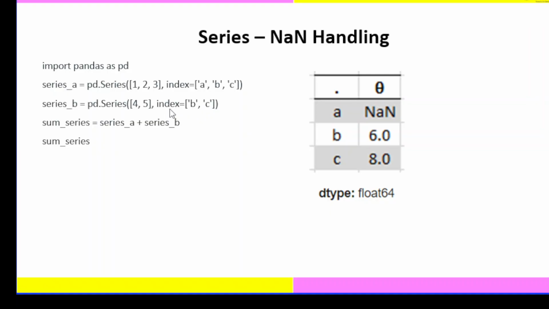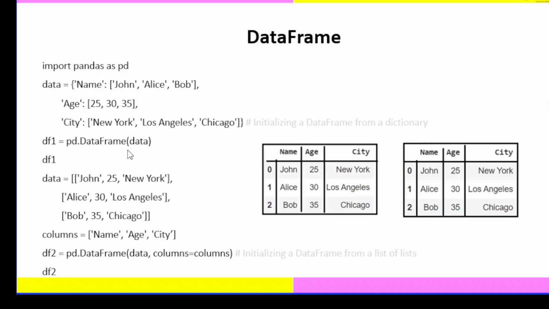In series A we have three values, whereas in series B we have only two values. Now it tries to find A. It is not there in series B, so it replaces it with the NaN value. So the value is missing. The remaining values get added and it gets printed.